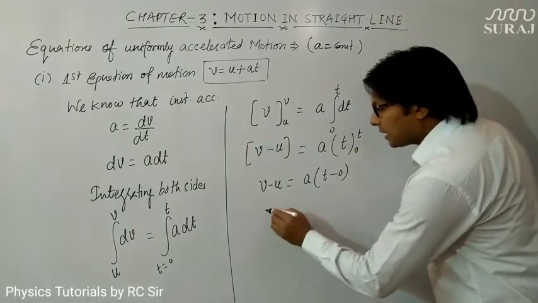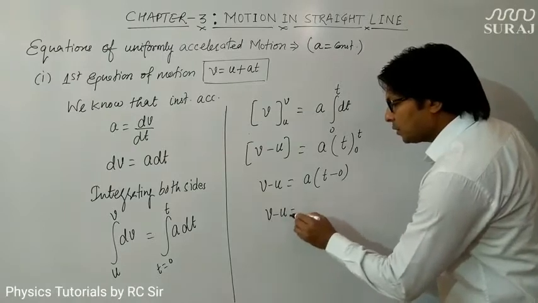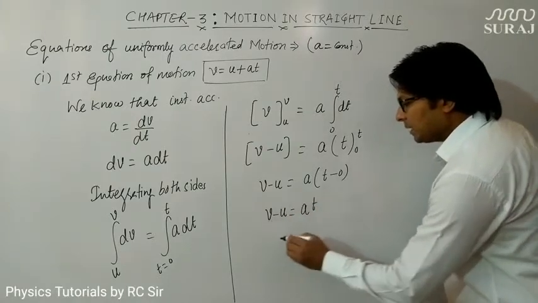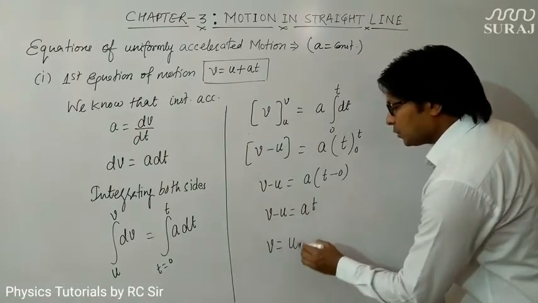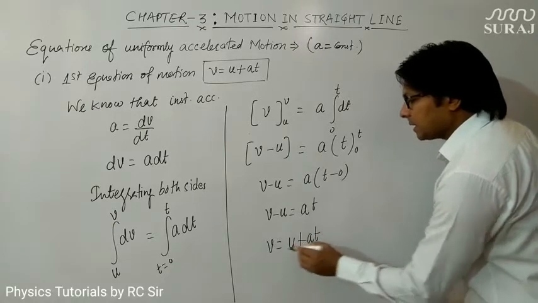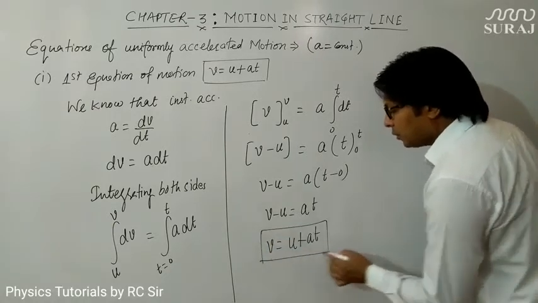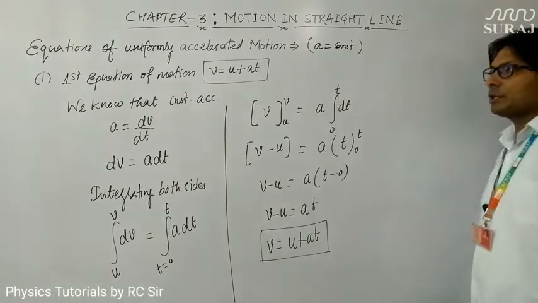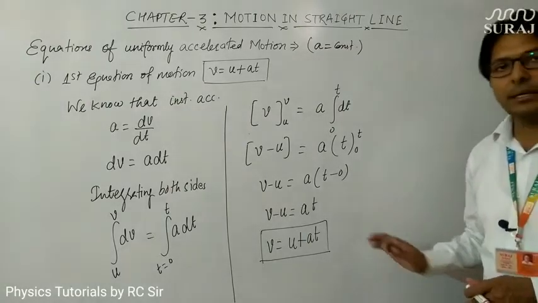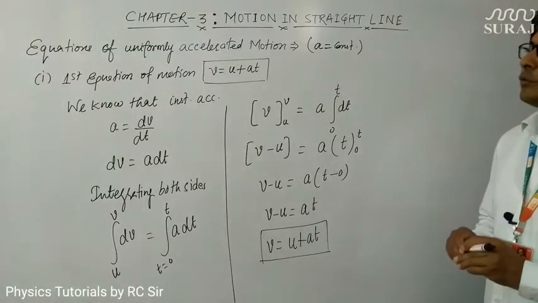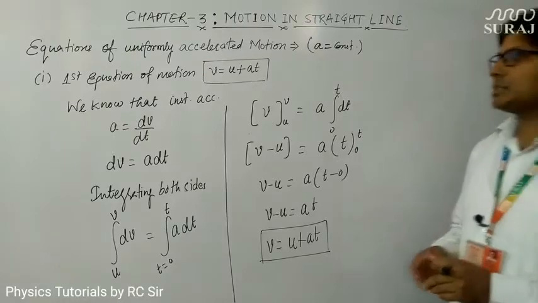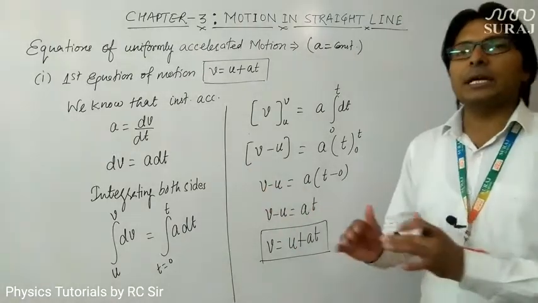So now we can write down v minus u is equal to at, or v is equal to u plus at, and this is what we want to derive. This is the first equation of uniformly accelerated motion. So this is how we can derive the equations using differentiation and integration.